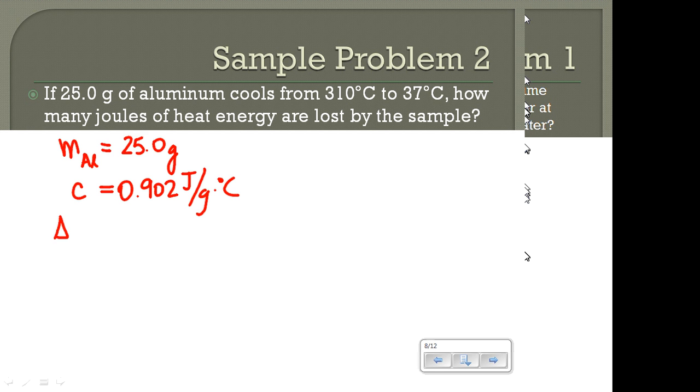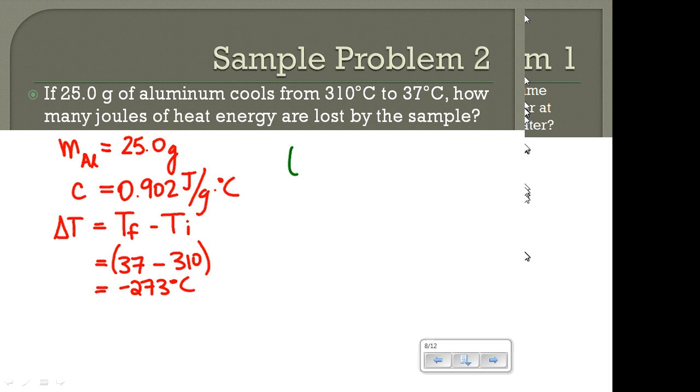And my delta T. Again, when you're doing a change in temperature, you always do your final minus your initial, so TF minus TI. So my final temperature in this case is 37. My initial temperature was 310. So my temperature difference in this case is negative 273 degrees Celsius. So again, I've got everything I need to punch into my Q equals MC delta T equation.